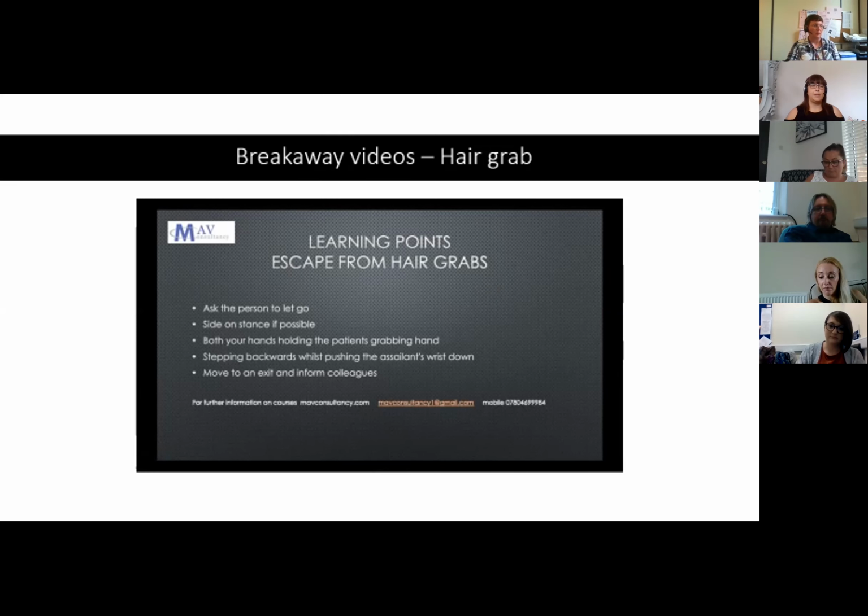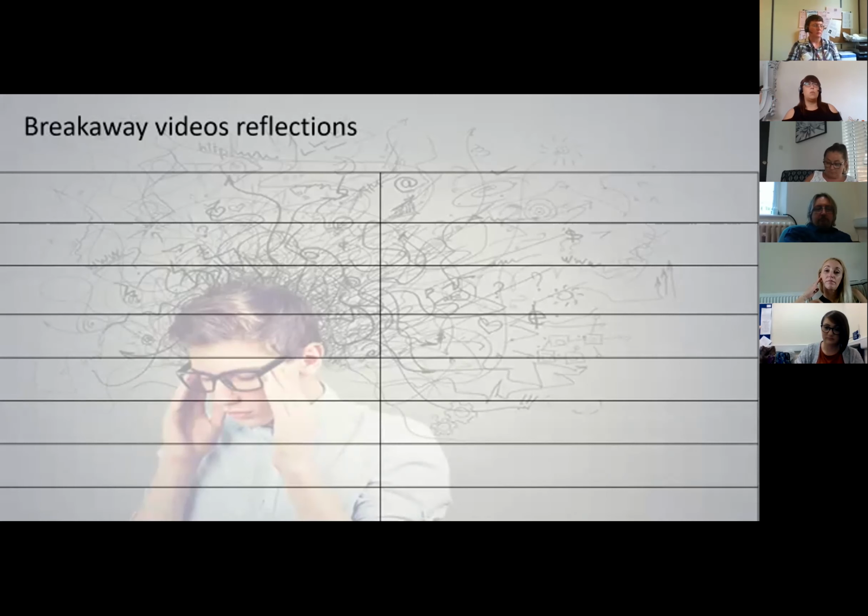Okay. Ask the person to let go. So again, we've got communication, side stance if possible, both hands holding the hand, so you're anchoring it to the head. Stepping backwards, which is the dynamic piece, pushes the assailant's wrist down, move to an exit, or hope colleagues are supporting and coming to you if there's any emergency alarms, etc. So again, what were your reflections? Just quickly give me your reflections on that one as well.